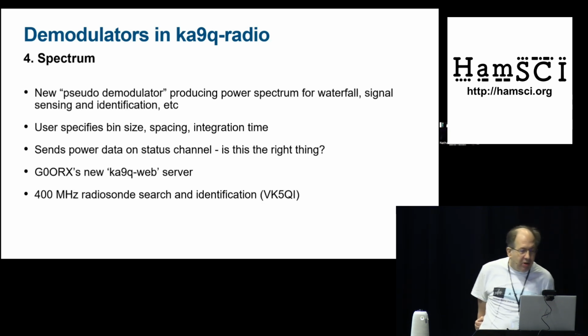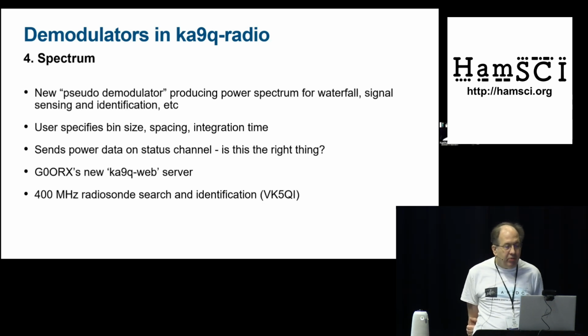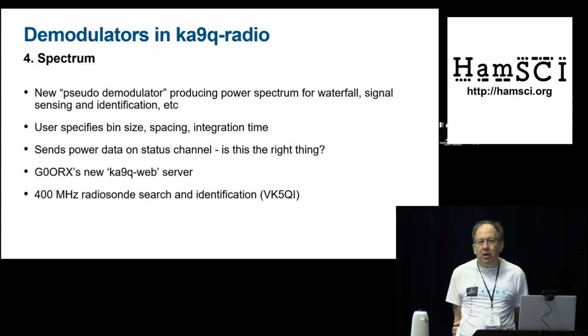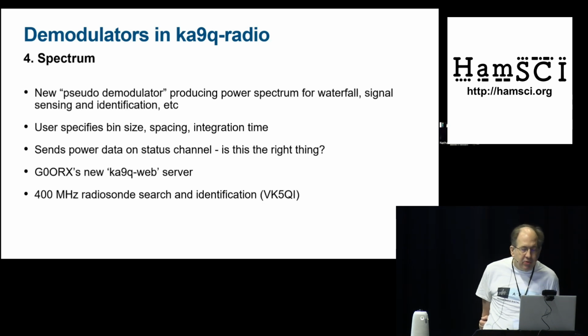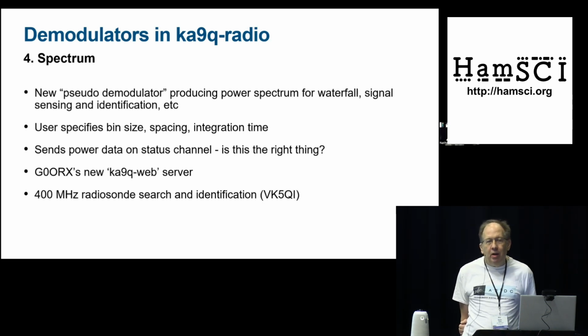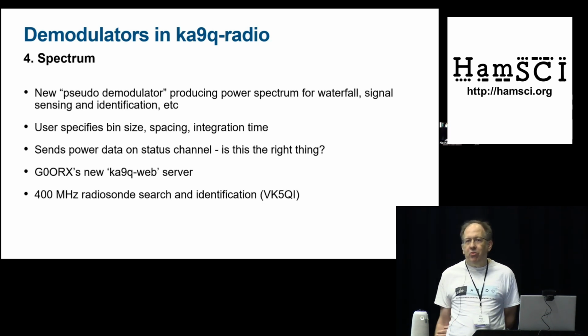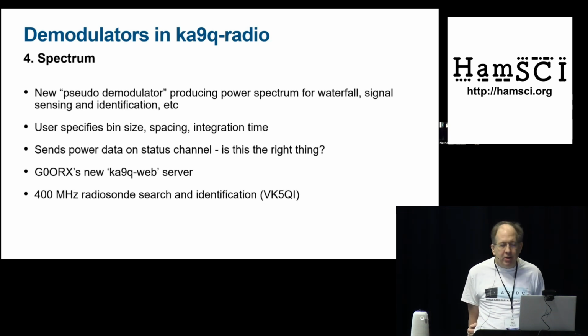One other use of this pseudo demodulator is VK5QI. Mark Jessup in Adelaide is a very avid radiosonde hunter, and he's written a lot of software that we use in San Diego to receive National Weather Service radiosondes and demodulate their signals. He has written a wonderful suite of software that will scan the 400 megahertz radiosonde band and detect when a signal has appeared, because we don't necessarily know in advance when one of these things is being launched. First find the frequency, then identify the modulation that's being used, and then throw the appropriate demodulator onto that channel.